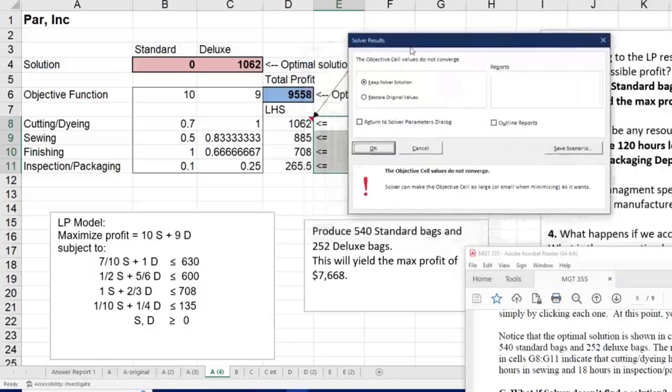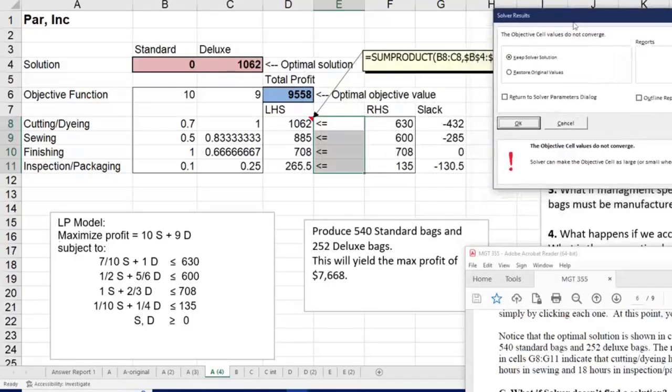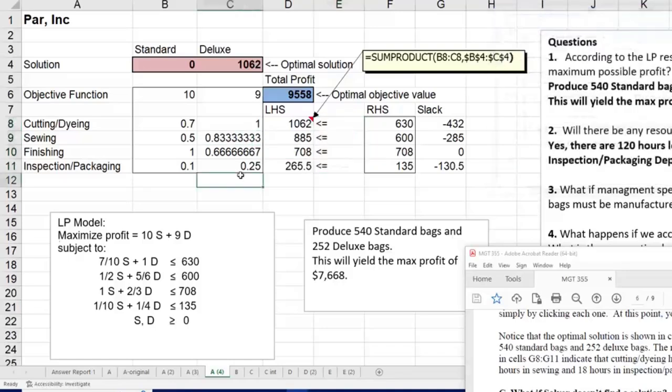It says the objective cell values do not converge. Objective cell values do not converge. Oh, so you could see that there is something wrong. So again, you probably made a mistake, and you probably need to find the mistake and correct it. Okay, and so again, you get something in here, but it doesn't mean anything. So if you get an error message, then whatever shows up in these variable cells are not the solution. You just ignore it.